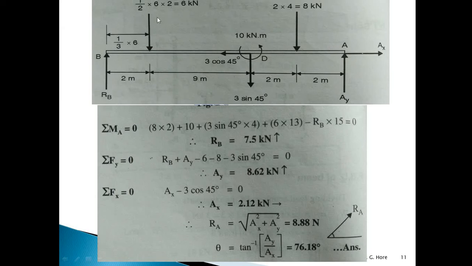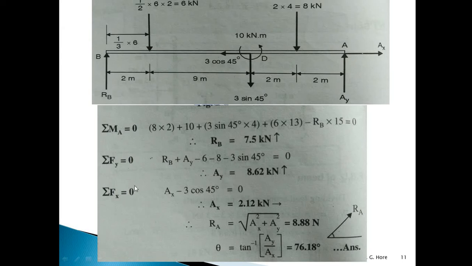Then the 6 kilonewton force is rotating in the anti-clockwise direction. So 6 into (9 plus 2 plus 2), that is equal to 30. And RB is rotating clockwise, so minus RB into the complete distance, equal to 50. So we will get RB by calculating. Then summation Fy, if we apply, plus RB minus 6 minus 3 sin 45 minus 8 plus AY. Here only AY is unknown, so we will get AY.